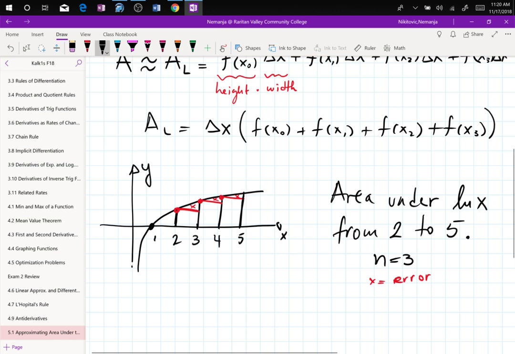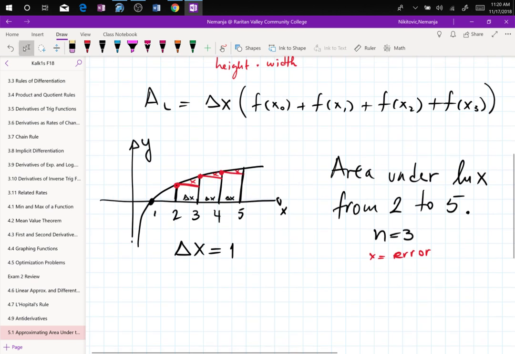What do I have? Well, I hope you immediately see that delta x is equal to 1. Do we all see that? Because delta x is the width of each one of these. So from 2 to 3, from 3 to 4, 4 to 5. It's always 1. There's a formula to obtain that later, so we'll talk about it as well.